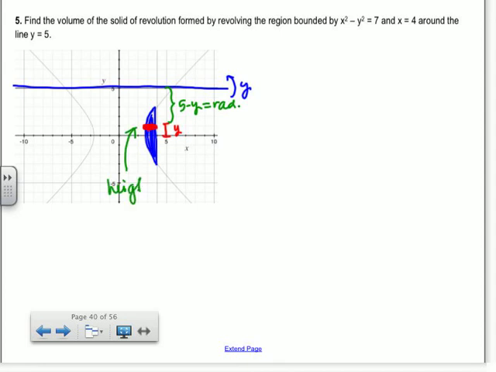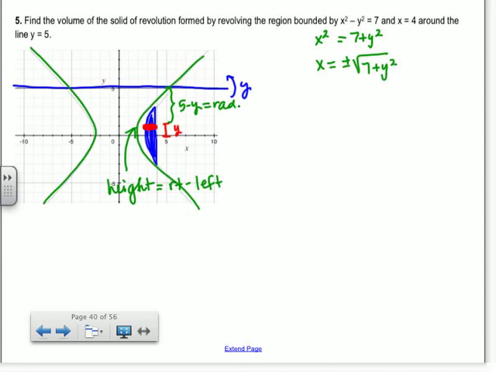Our height, how do I do that? Right minus left. And we need y's, right? So I'm going to solve for x up here. So I'm going to have 7 plus y squared equals x squared. So x equals plus or minus the square root of 7 plus y squared.